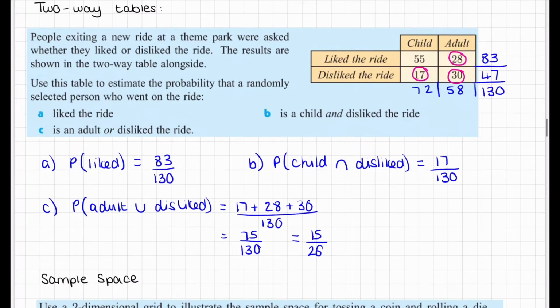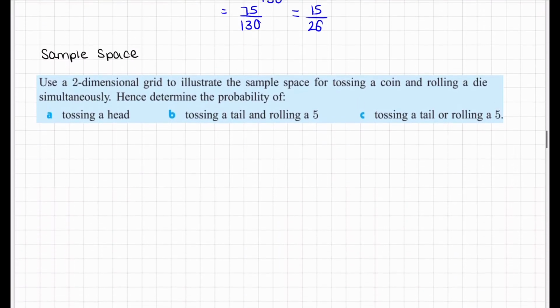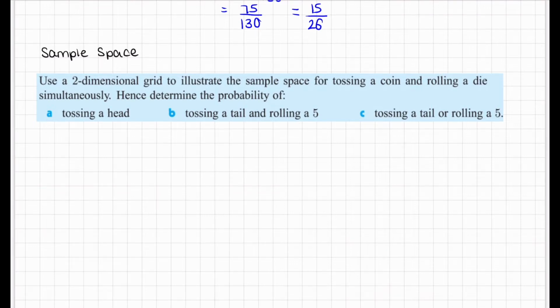Next, sample space. So we want to use a two-dimensional grid to illustrate the sample space for tossing a coin and rolling a die simultaneously, and then determine the probability of tossing a head, tossing a tail and rolling a 5, or tossing a tail or rolling a 5.